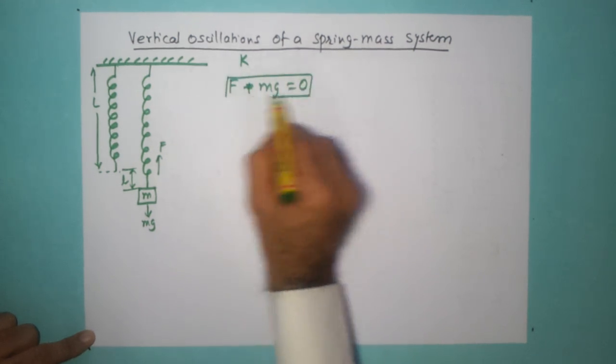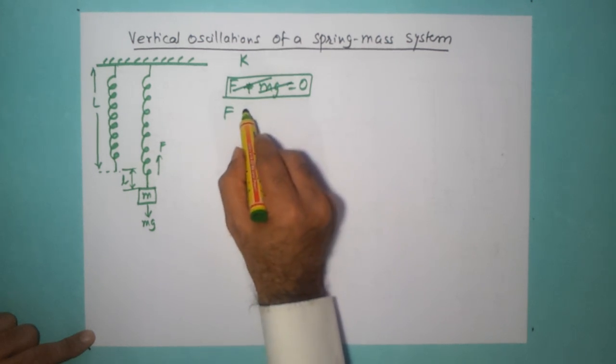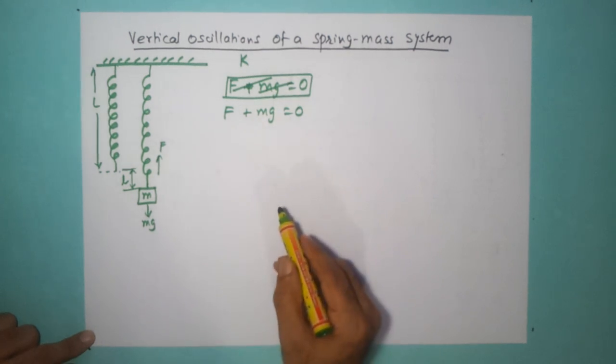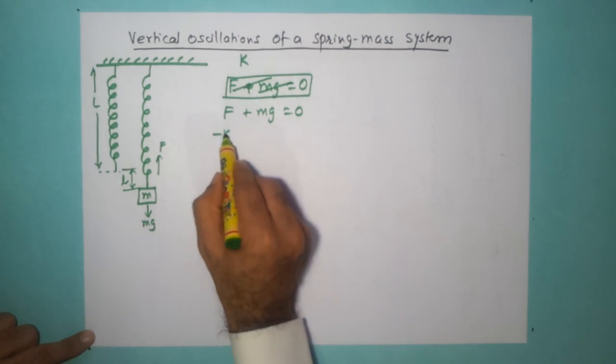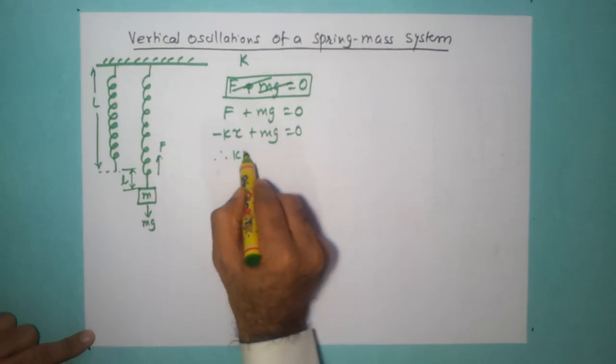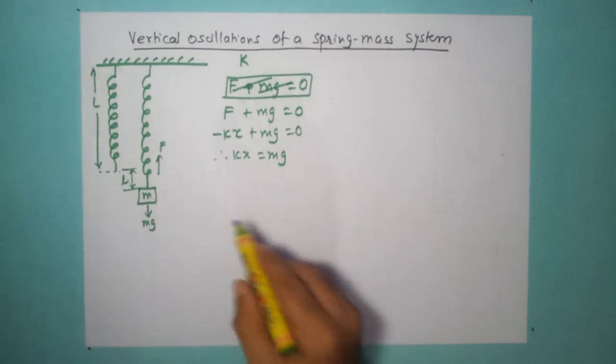Let me rewrite this over here. F plus mg is equal to 0. The net force, the addition of these forces, will be equal to 0. We know F is equal to minus kx, plus mg is equal to 0. Therefore, kx is equal to mg. So this is the first thing that we have done.